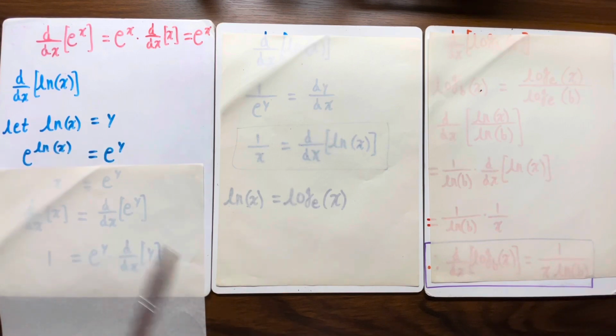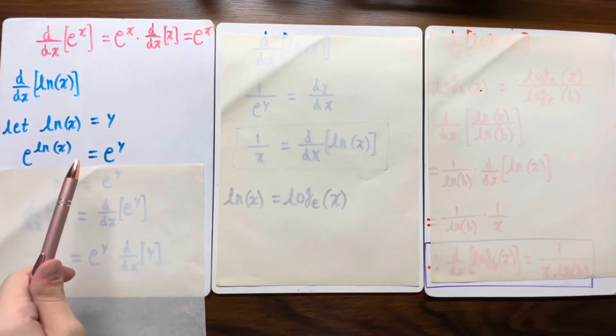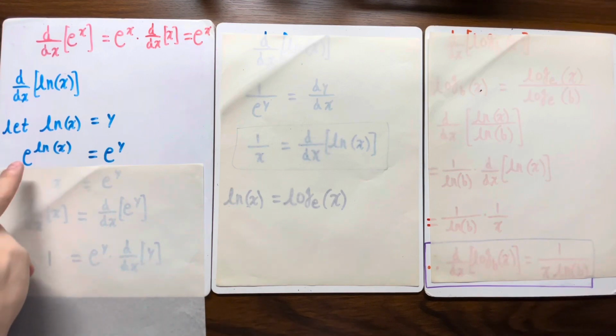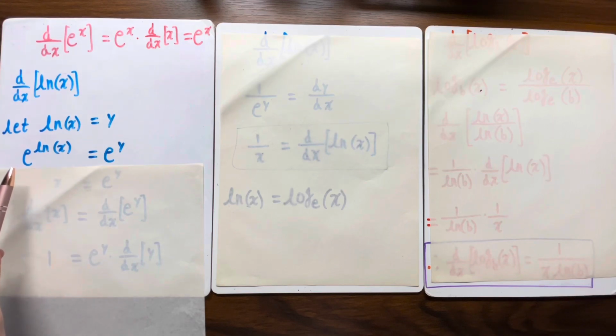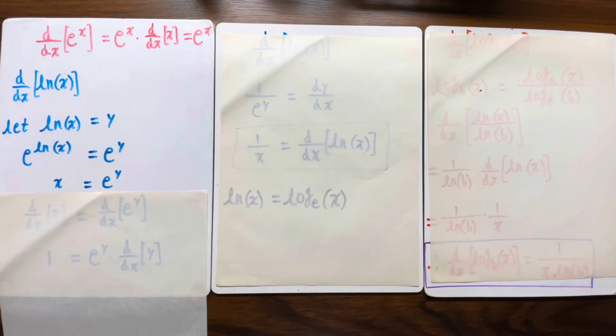and get this. e to ln of x is equal to e to the y. But what is e to the ln of x? Well, this is the same thing as e to the log base e of x. And we know that if the base of the exponent and the base of the log are the same, we just get left with the input. So in this case, x. So this is the same thing as x. So we get x is equal to e to the y.